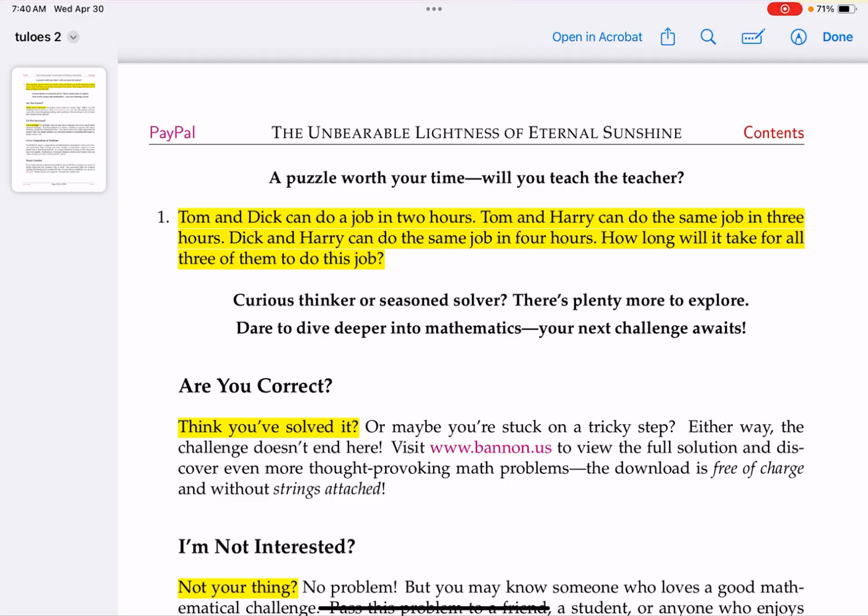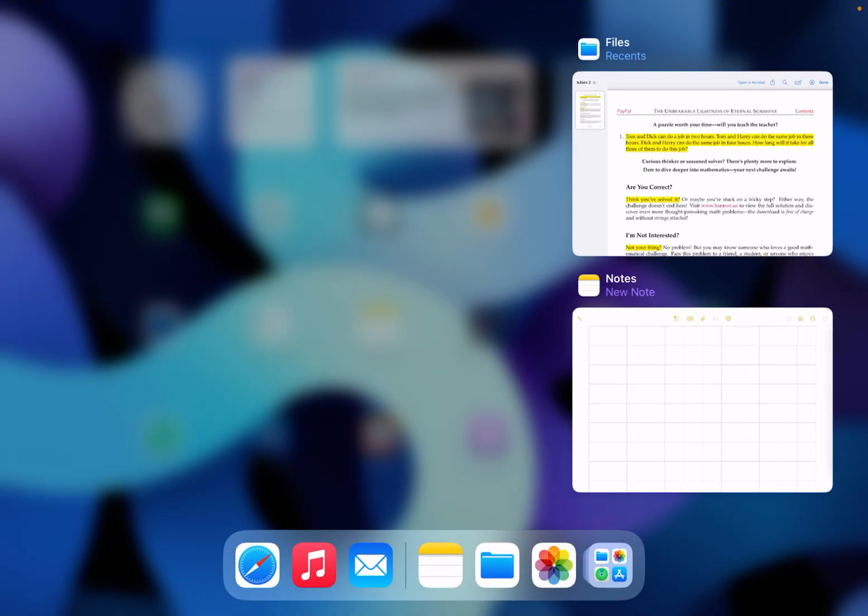So I'm going to read it to you. It says Tom and Dick can do a job in 2 hours. Tom and Harry can do the same job in 3 hours. Dick and Harry can do the same job in 4 hours. How long will it take for all three of them to do this job? So I'm going to go to the whiteboard and talk through the solution.